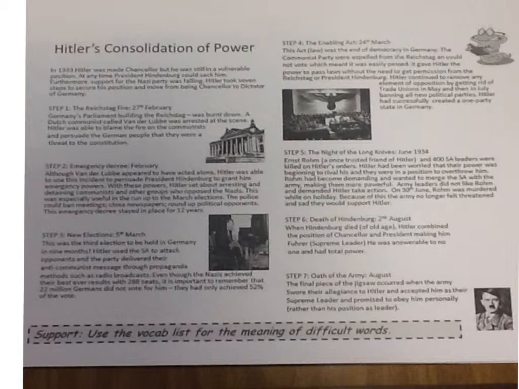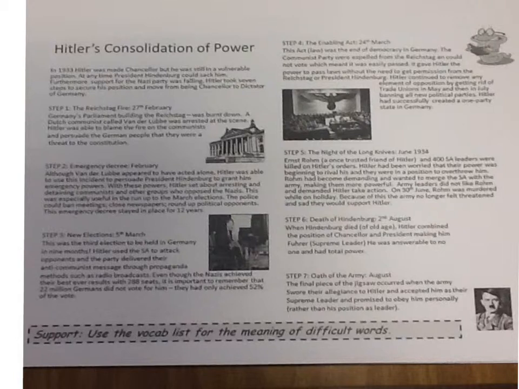Germany's parliament building, the Reichstag, was burnt down. This was hugely symbolic. A Dutch communist called van der Lubbe was arrested at the scene. Hitler was able to blame the fire on the communists, who also happened to be his principal enemy in the German elections. He was able to persuade the German people that there was a genuine threat to democracy in Germany from the communists, and he turned the fire against them.